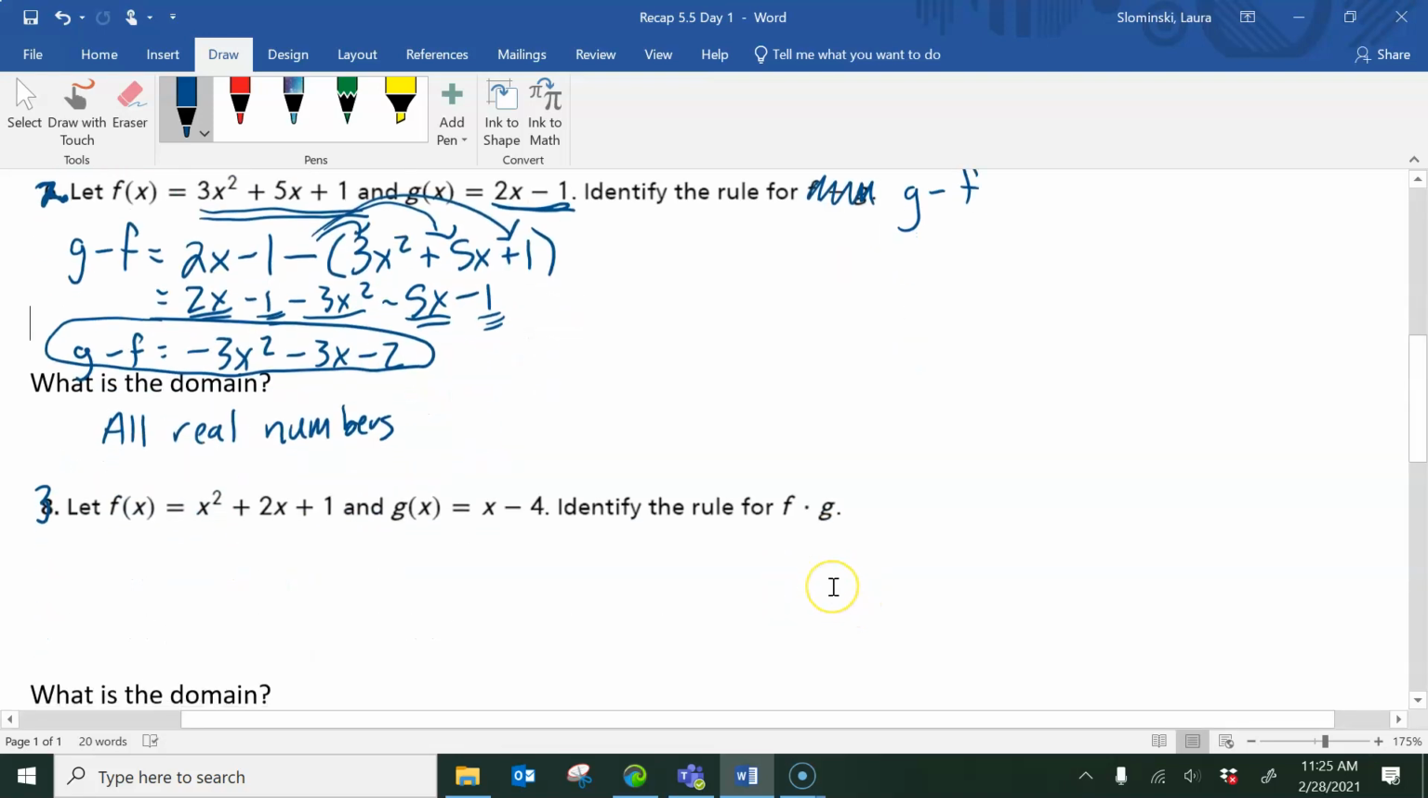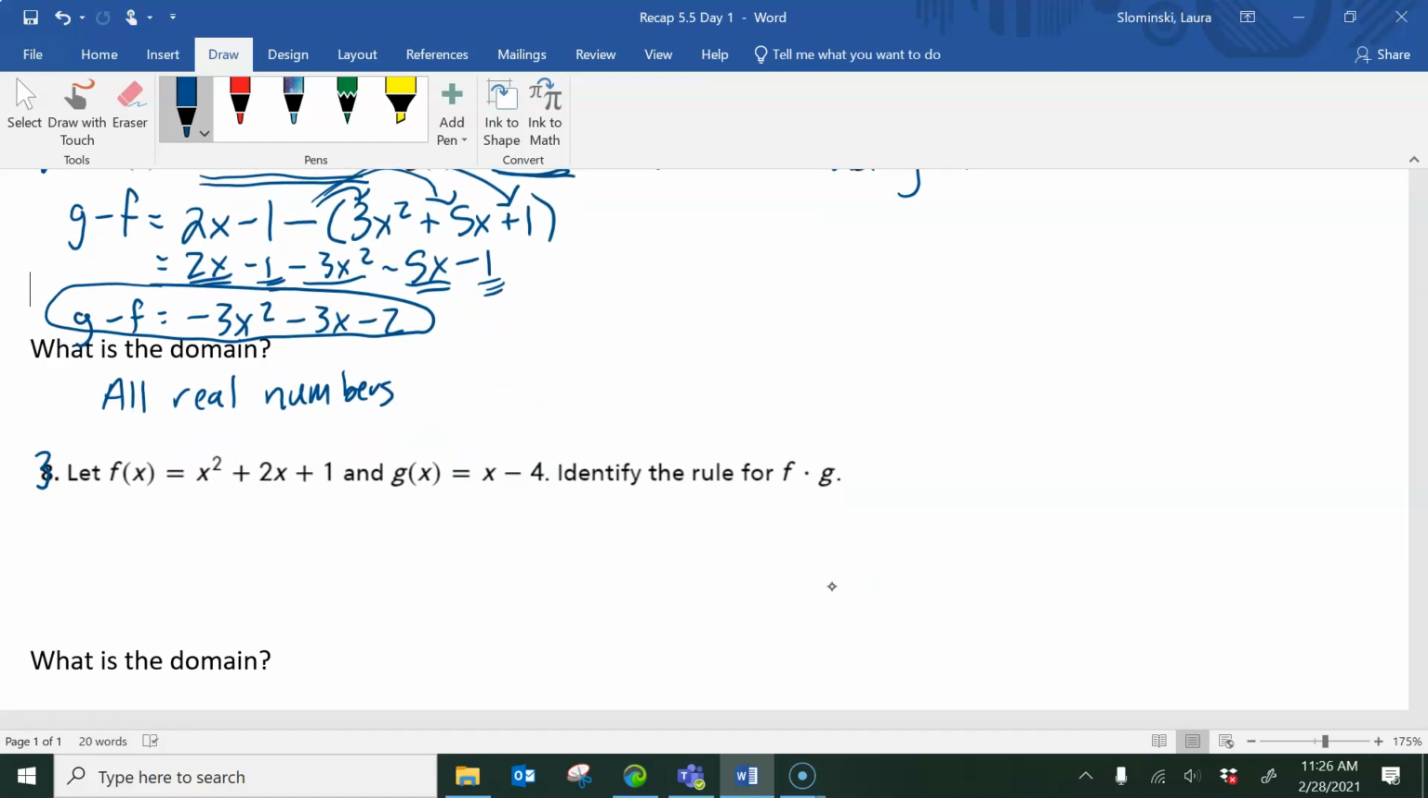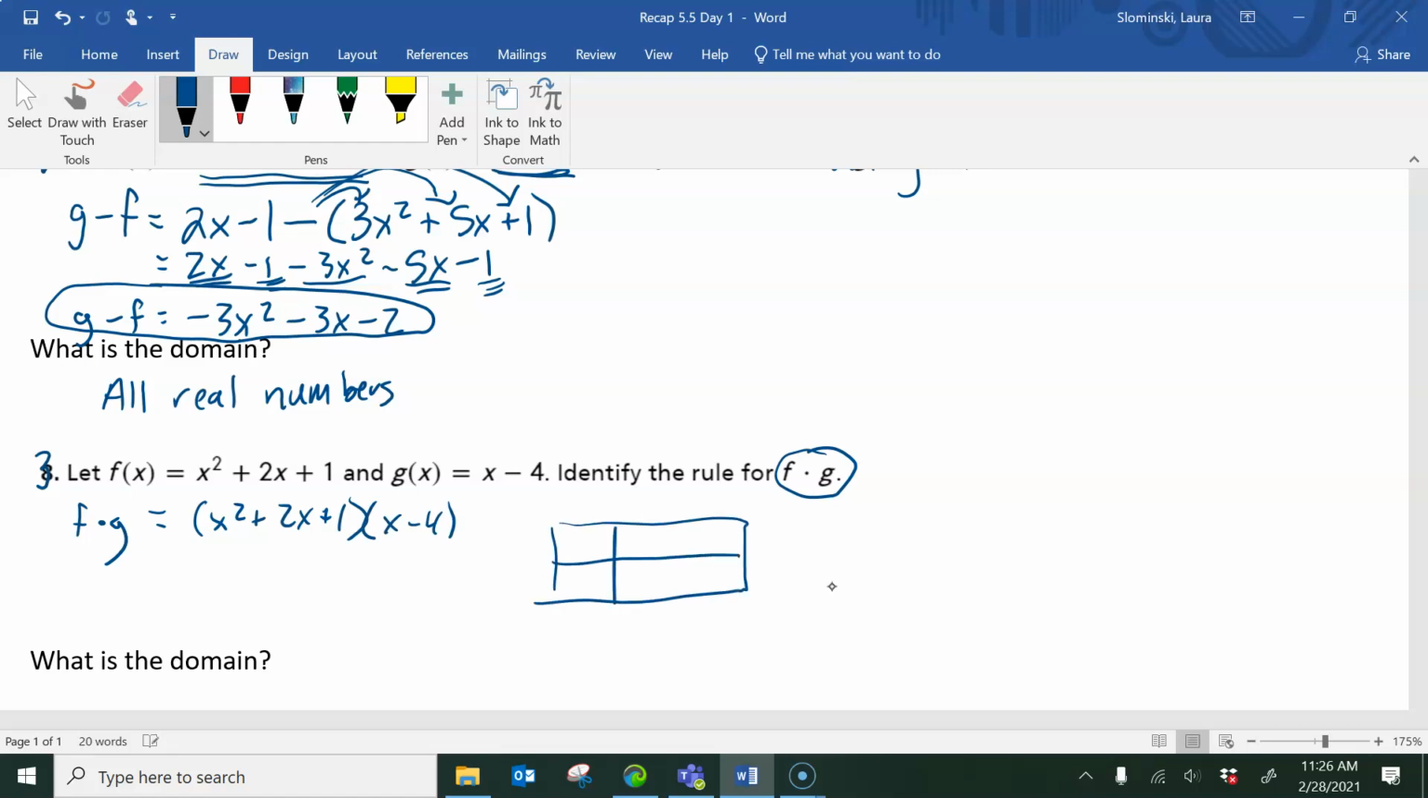All right, the third thing we started to look at is what if we ask you to do f times g? So that's a multiplication sign, a filled in dot between. Well, that's saying, okay, let's take x squared plus 2x plus 1 times x minus 4. And again, we did this a few chapters ago. This one happens to be a binomial times a trinomial. So I would do the box method.